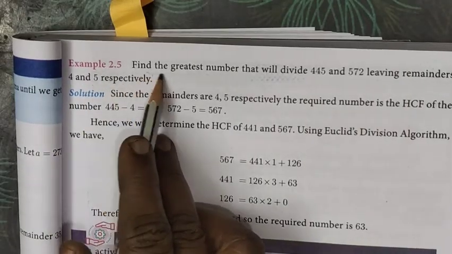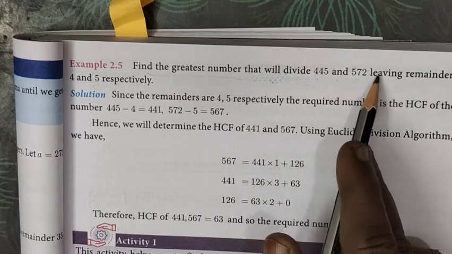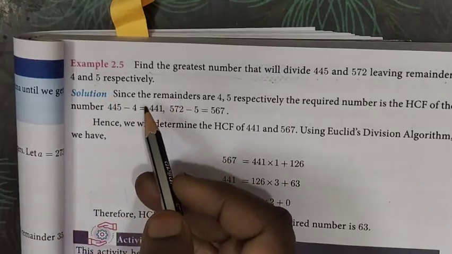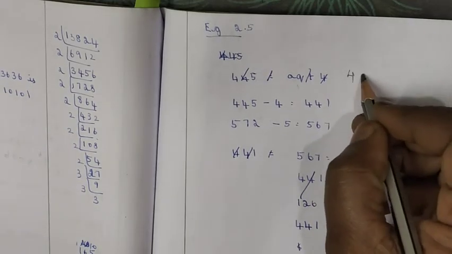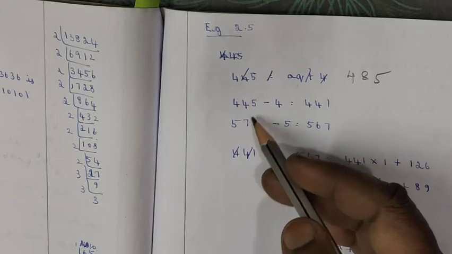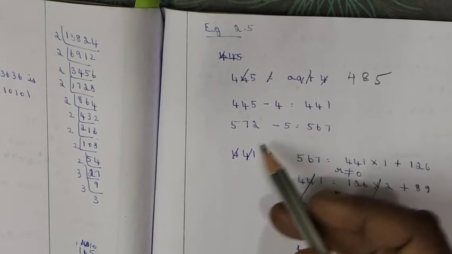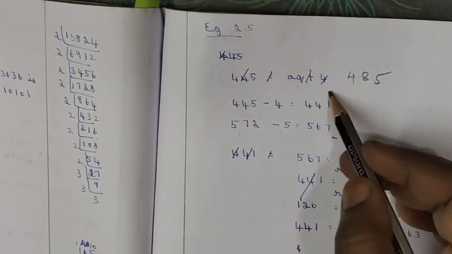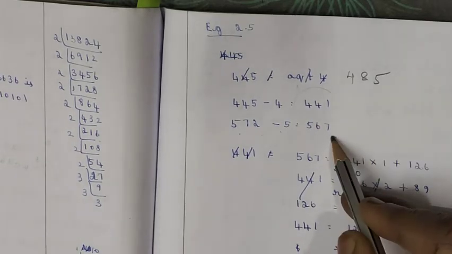Example 2.5. Find the greatest number that will divide 445 and 572, leaving remainders 4 and 5 respectively. Now, since the remainders are given as 4 and 5 from 445 and 572, 445 minus 4 is 441, 572 minus 5 is 567. Now, we have to find the HCF of 441 and 567.